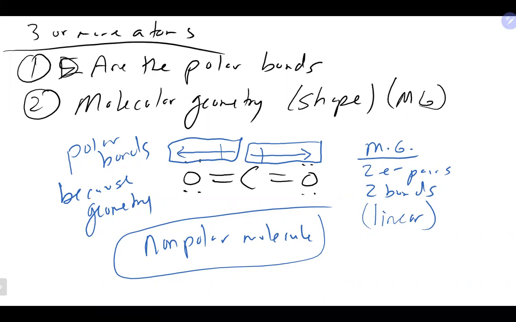So there are certain cases where you can have polar bonds like CO2, but because of the geometry of the molecule, it becomes a non-polar molecule because they do cancel each other out. Any questions on that there?